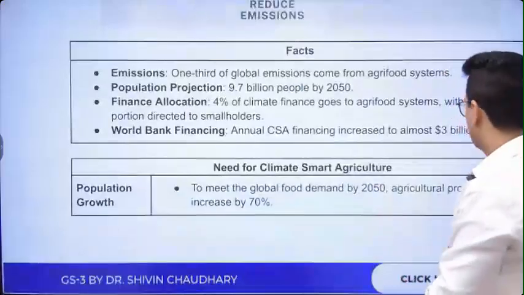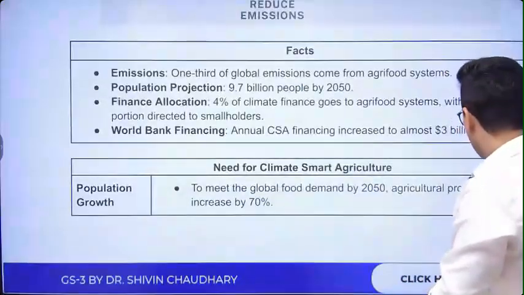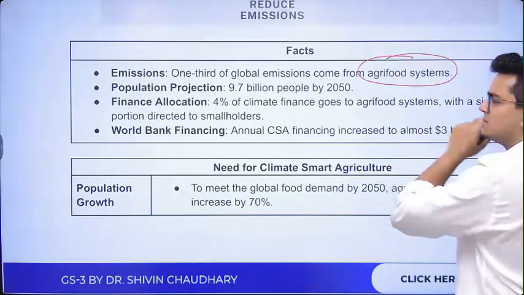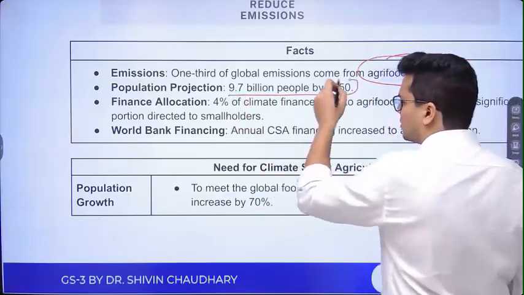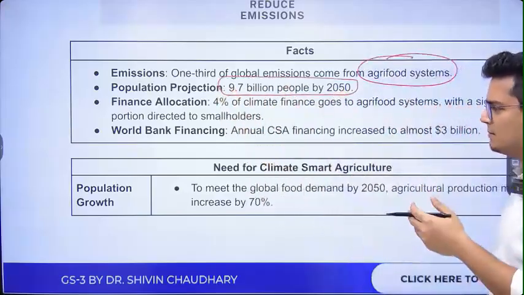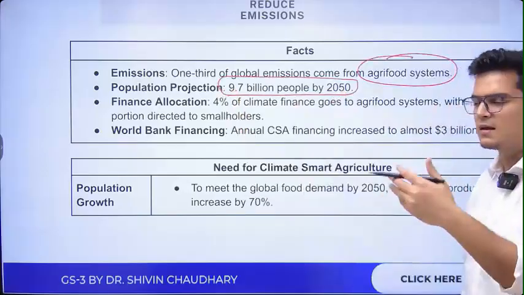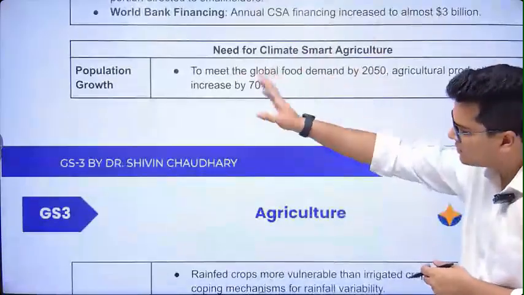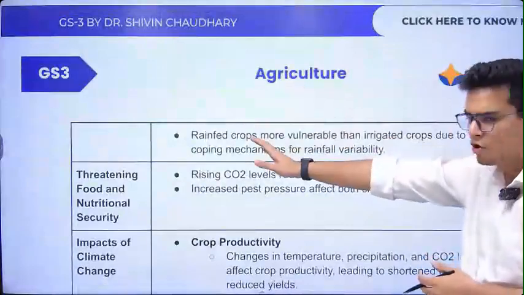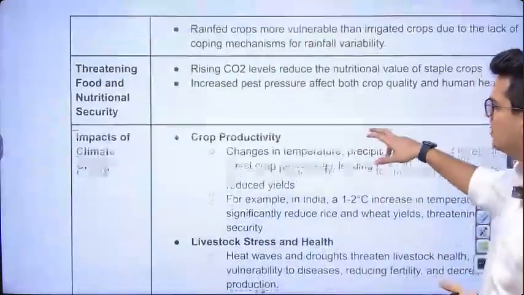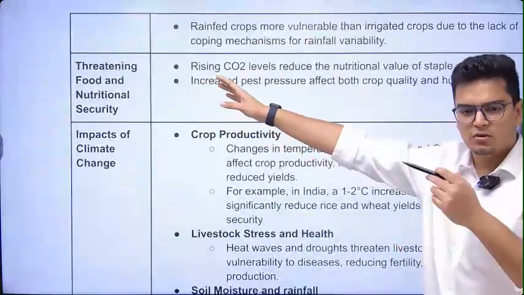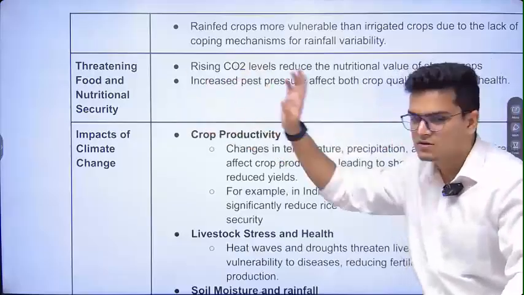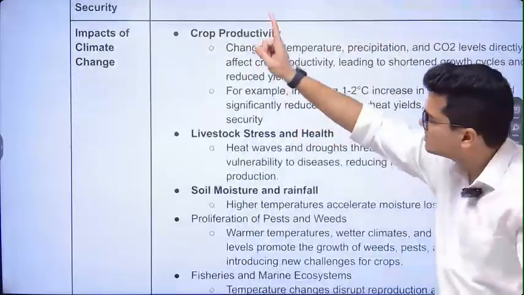So what are the facts? Firstly, 1/3 of global emissions are actually coming from agri-food systems. And because of this projection of 9.7 billion people, we will need to increase our agricultural productivity. So what are the needs for climate smart agriculture? There is going to be population growth. Rain-fed crops are going to be more vulnerable. Because of rising CO2 levels, rising greenhouse gases, and vulnerabilities in climate, there is going to be a threat to food security. Climate change impacts crop productivity.